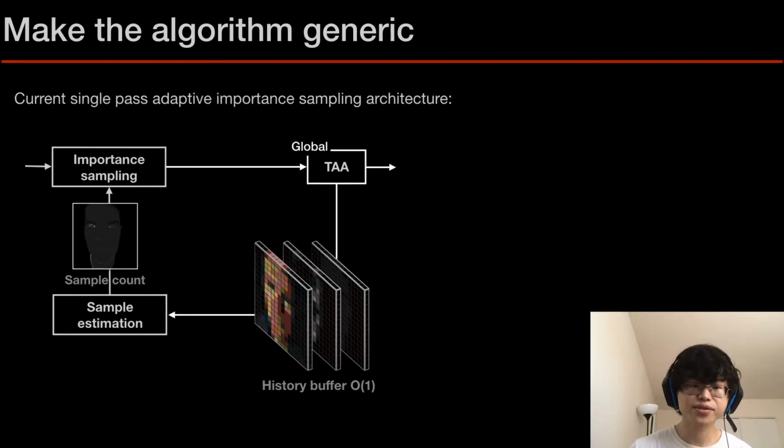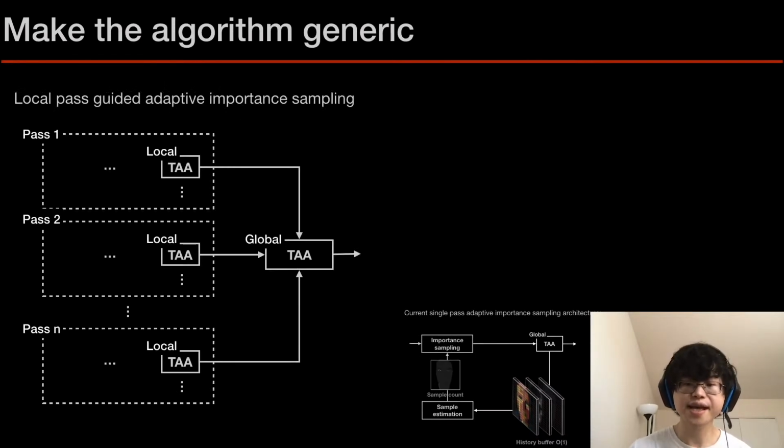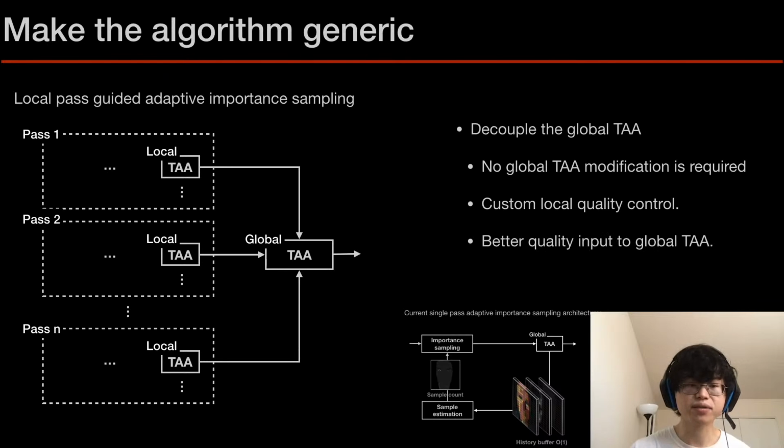To address this issue, we propose a local pass guided adaptive importance sampling. This design decouples the global TAA, which means no global TAA modification is required. And we have constant local quality control, and we could have better quality input to global TAA.